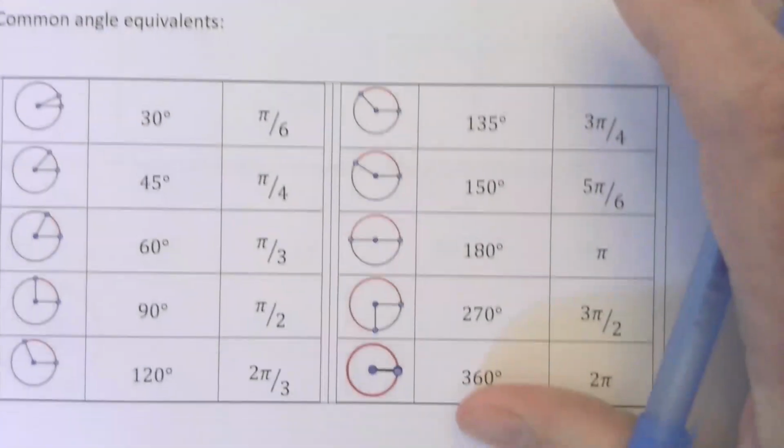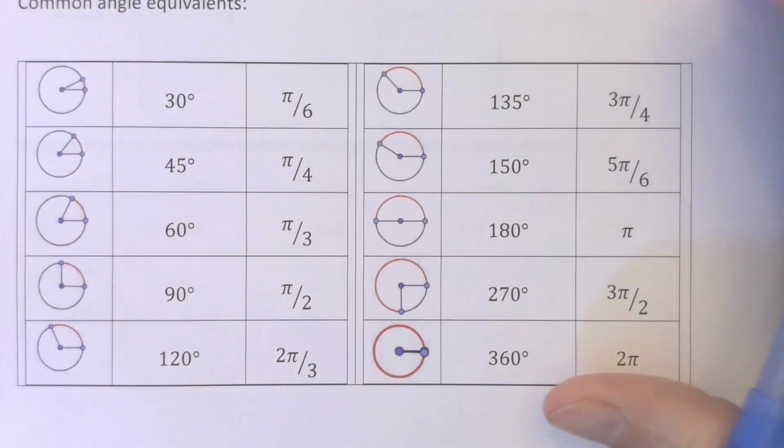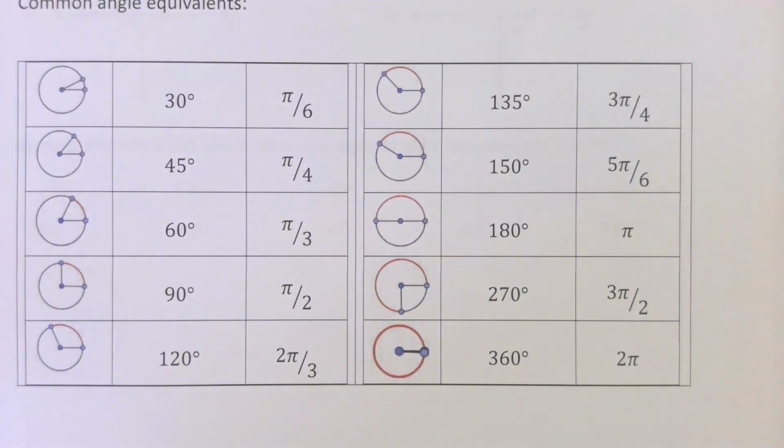Now, here's a little chart. Take a look at it. You're going to end up memorizing all these, or you're going to have a really good way to do these in your head visually. I'll give you a way to think about this, but it's far easier to just start memorizing these equivalencies.